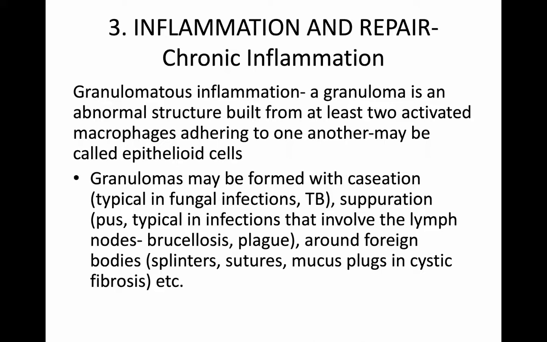Okay, so the first type of chronic inflammation is granulomatous inflammation. A granuloma is an abnormal structure built from at least two activated macrophages adhering to one another. They can also be referred to as epithelioid cells. Granulomas may be formed with caseation. This is typical in fungal infections and in tuberculosis. It is very difficult to treat because most of what you find is dead cells and debris inside that caseation.